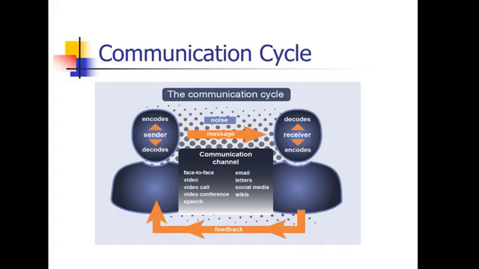So, what do you mean by effective communication? Effective communication means the sender sends the message, the receiver receives that message, understands its meaning and sends the feedback to the sender. That is called effective communication. So how will this be done? That will be done by using the communication cycle.